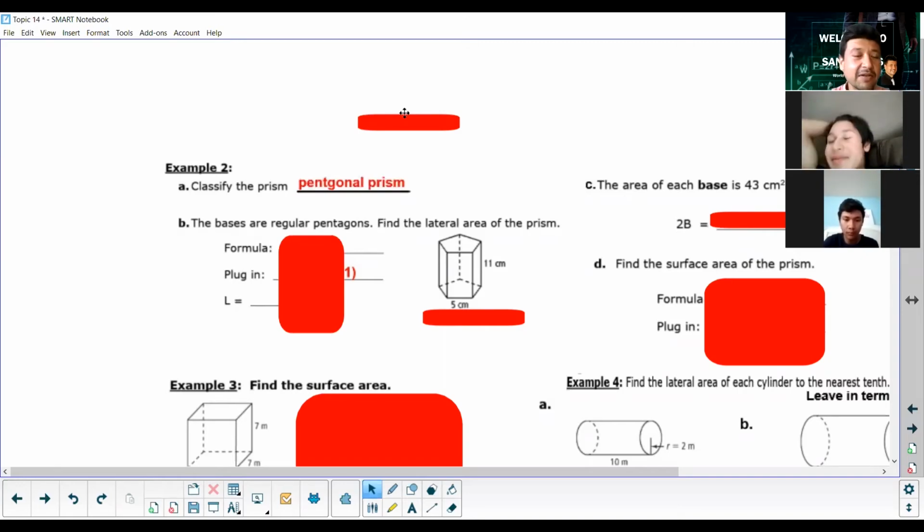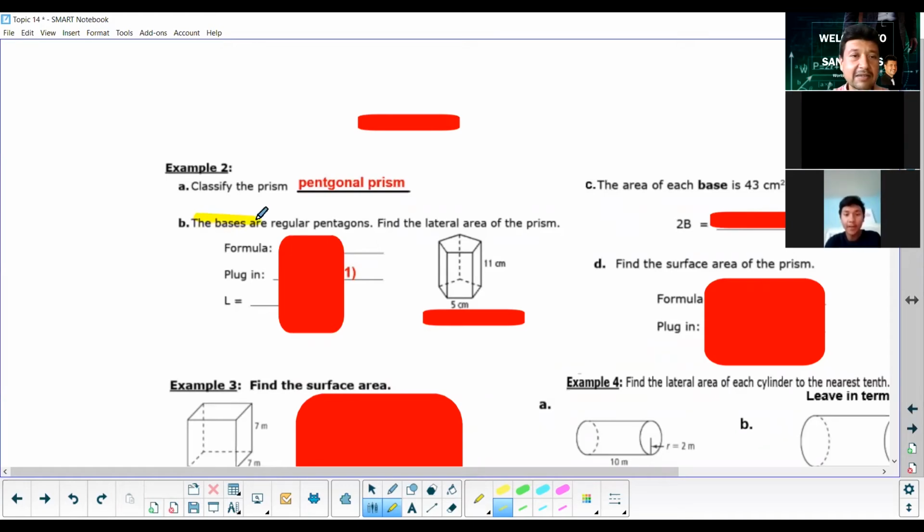Okay, Marcus, go ahead and read the directions for B. Where's B? Right there, right here where it says the bases. The bases are regular pentagons. Find the lateral area of the prism.